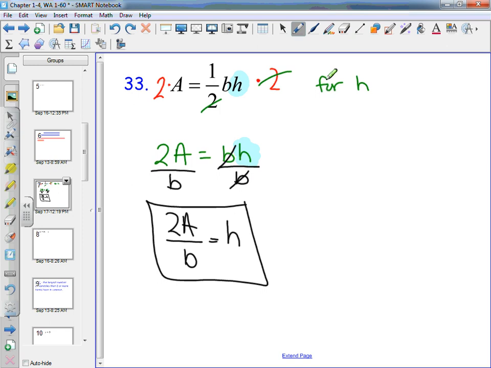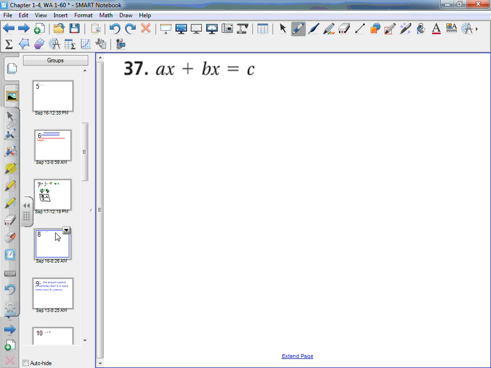This is a formula now for the height of a triangle, right? Given the area and its base. We have a formula now. Any questions on what I just did? Moving right along. 37.